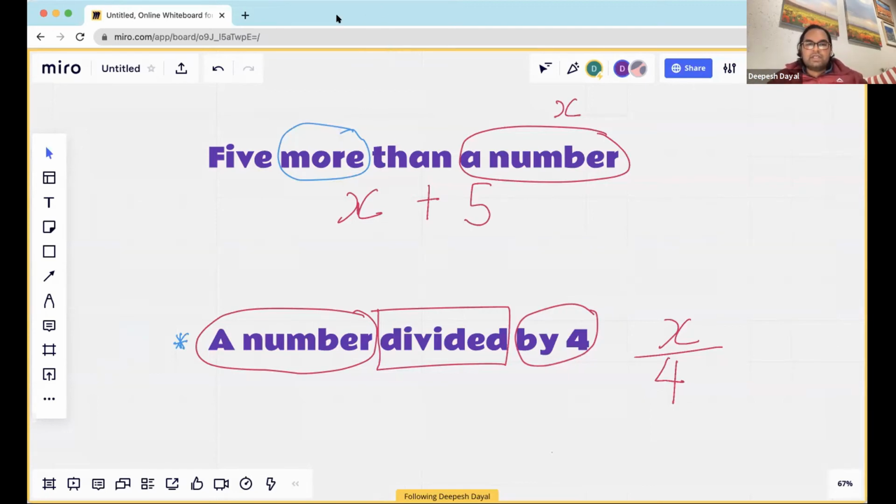I see we've got here Oratile also who said x over 4, great, and Nokubonga who said x over 4 as well. Cool, well done. Okay, so it's a number divided by 4.